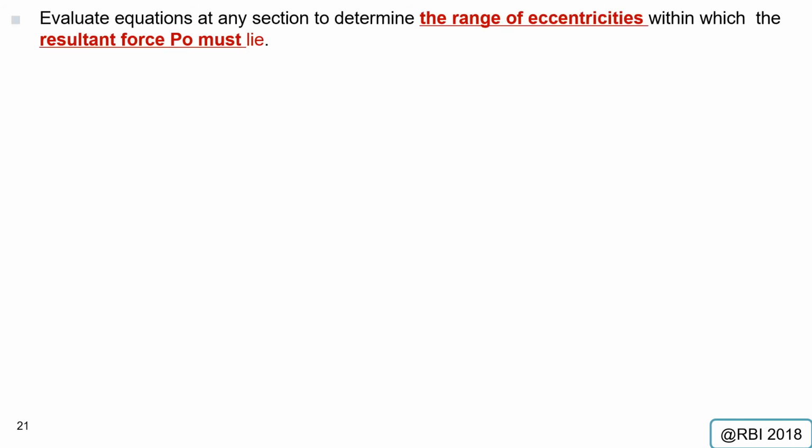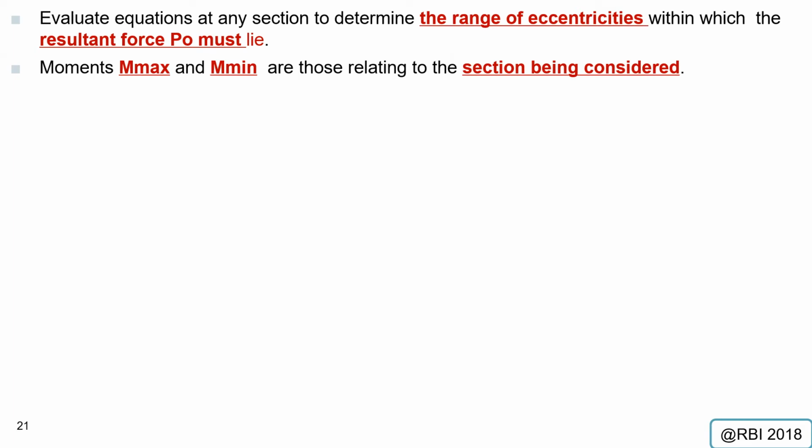So you have to evaluate all the equations at any section throughout the length of the beam to determine the range of eccentricity within which the resultant force P naught must lie. Okay, so that's basically what you have to do in constructing the tendon profile. So moment maximum and moment minimum are those relating to the section that you consider.